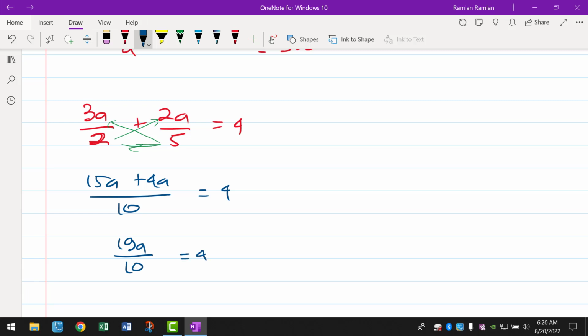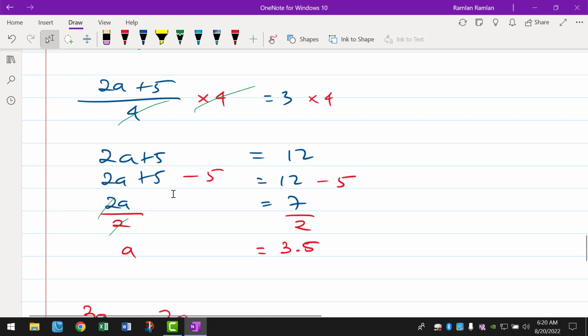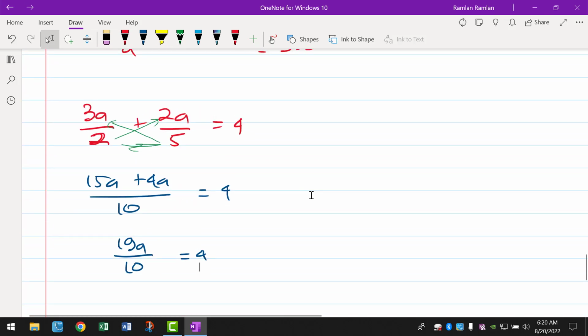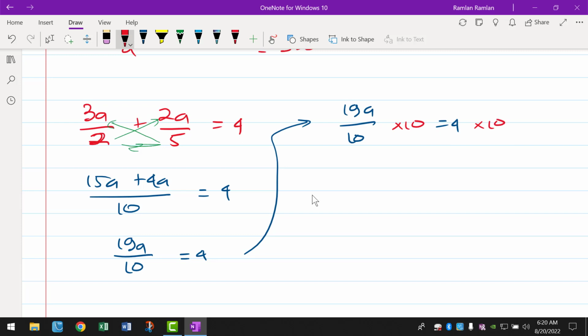And then we go back to the previous example, right? We can solve 19a over 10 equals 4 by multiplying both sides by 10. Remember, guys, if you have a fraction like this, the easiest way is to get rid of the denominator first. That's the shortest way. So we can cancel the 10, which leaves on the left side only 19a. On the right side I have 4 times 10, which equals 40.